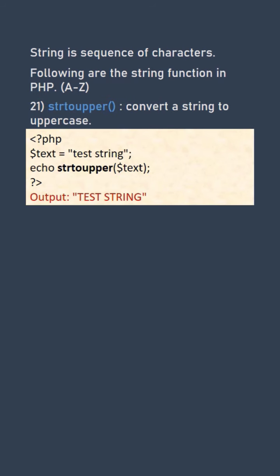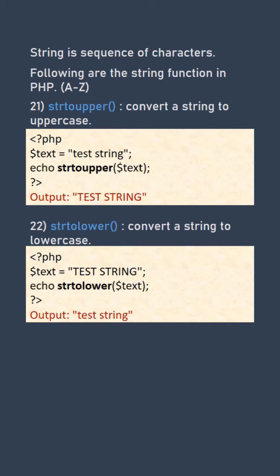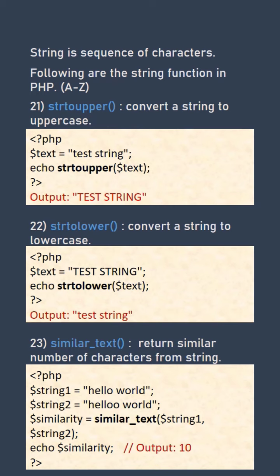21. strtoupper. This function converts a string to uppercase. 22. strtolower. This function converts a string to lowercase. 23. similar_text. This function finds similar characters within two strings.